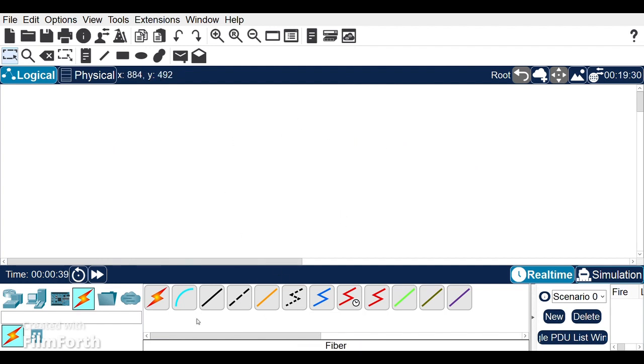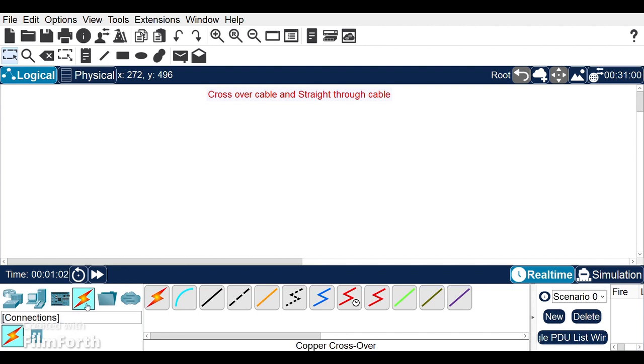In this video I am going to tell you about the crossover cable and the straight through cable, because right now we need that. So I'm going to tell you about these two cables.